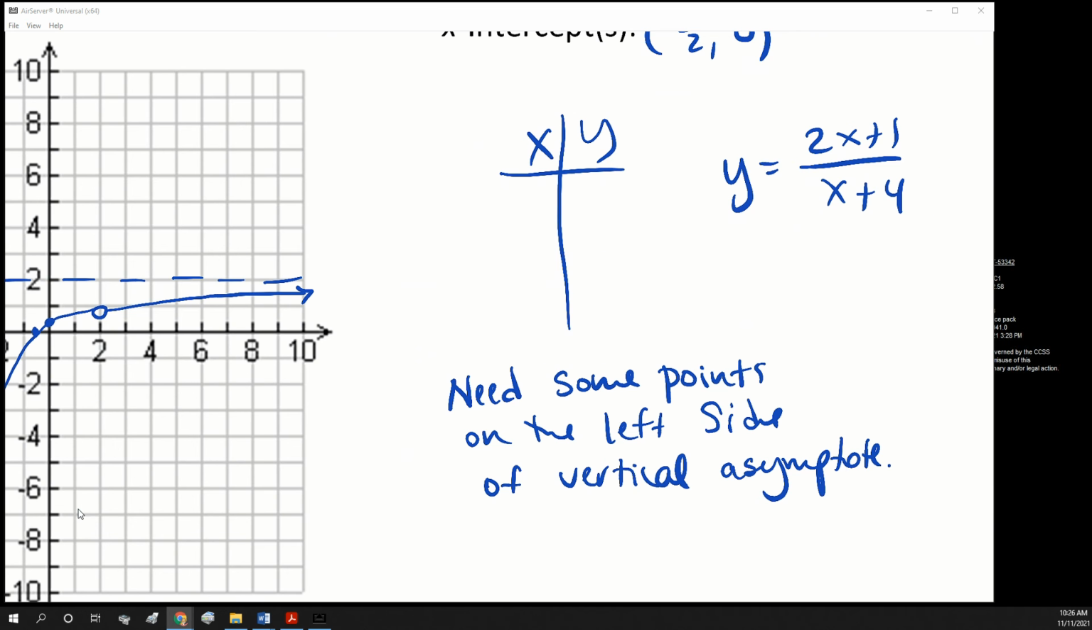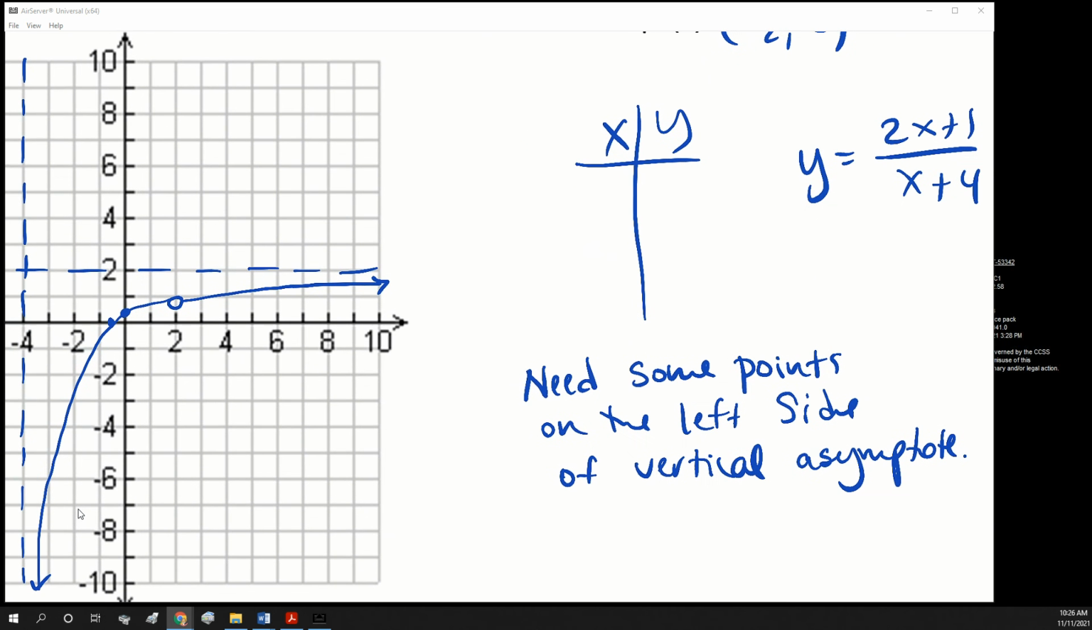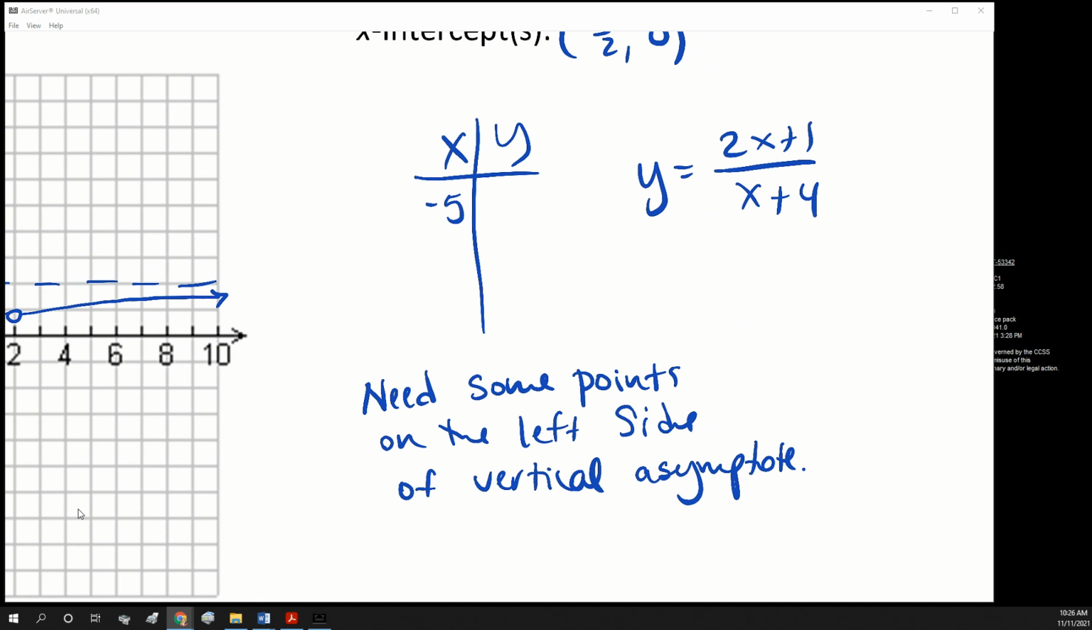Okay. So our vertical asymptote is at -4. So we need some points on the other side, at the left side of it. So I'm going to put in -5 and see what happens. All right. Now you can do that in your head. I'm going to write it down just in case you forget what we did. It's up to you. You can write this down or not. Sorry, we're doing -5.